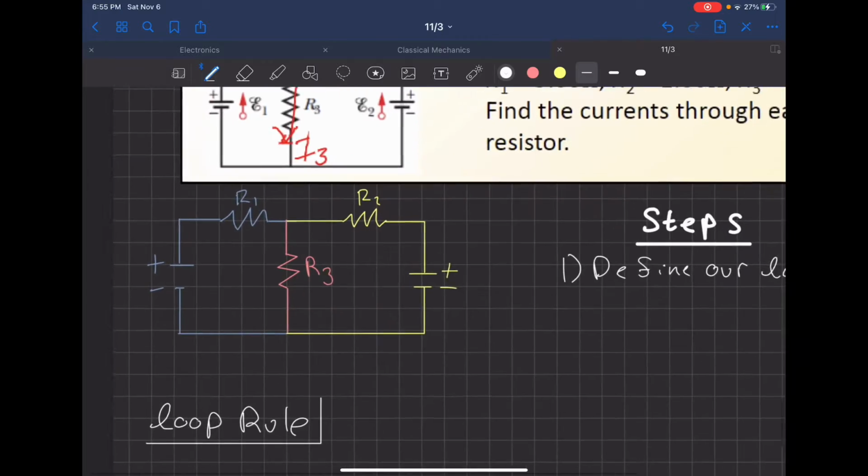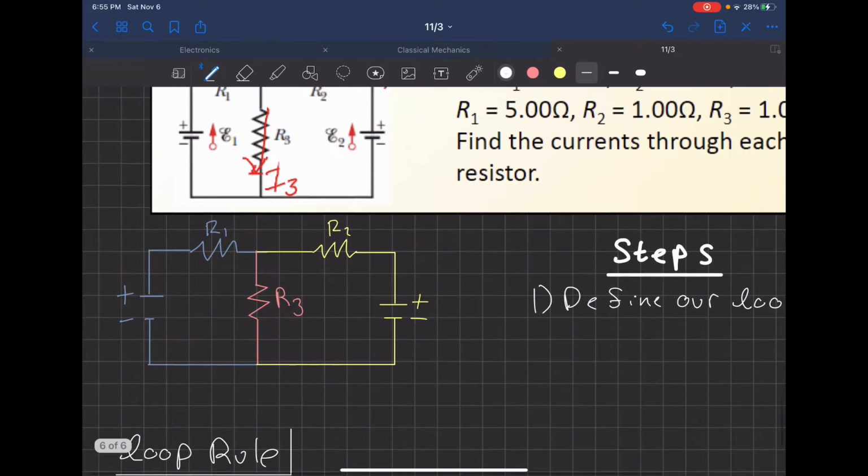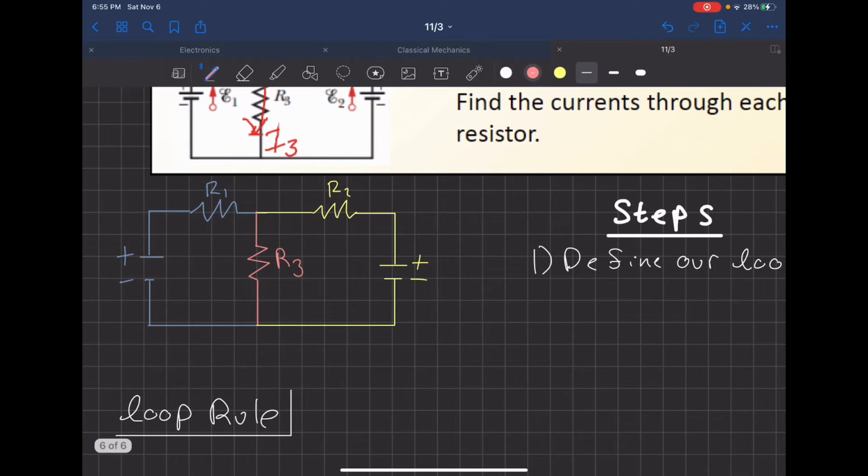Just by looking at this system, we can determine that there are 3 different places for us to define our loops. We can put one right here in either direction. Any loop can go in either direction. The direction will become clear at the end. You can put one there, you can put one there. Just don't worry about it yet.